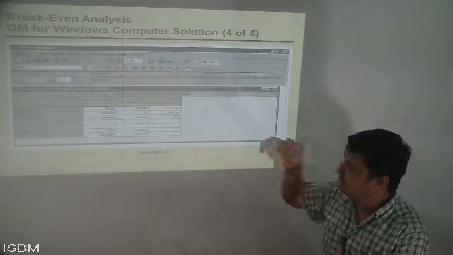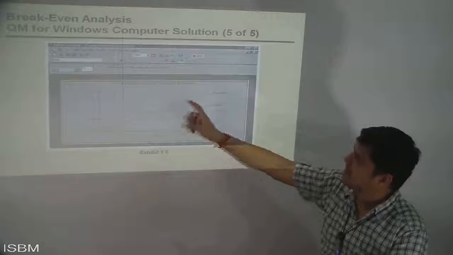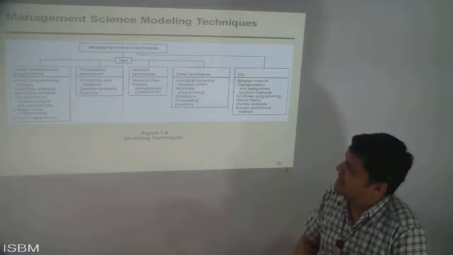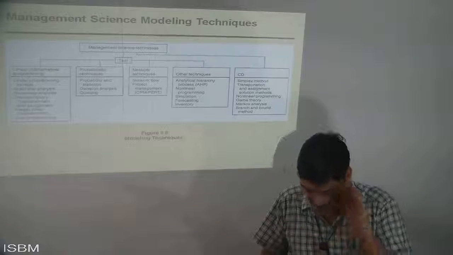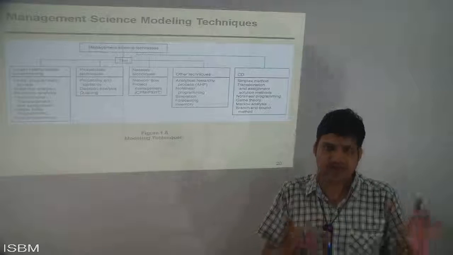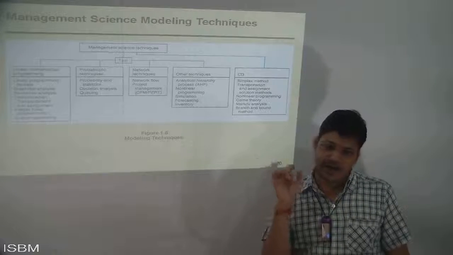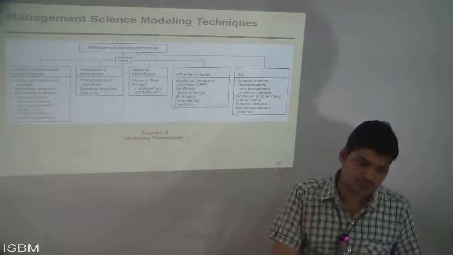The same thing over here. This is the Western Clothing Company example that I have given you. This is the management science model technique. Now I am going to use the break-even analysis. Just remember what exactly break-even analysis is: the total revenue is always equal to the total cost, and at the break-even point, profit is always 0.